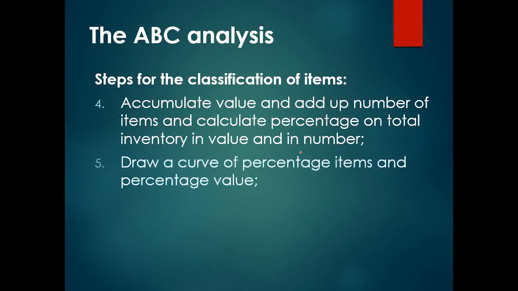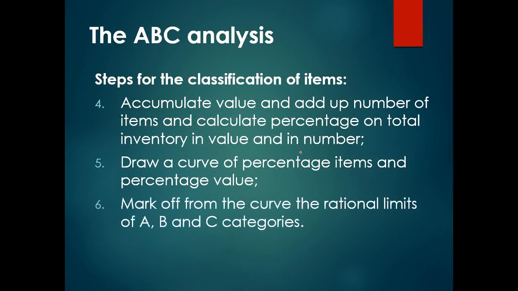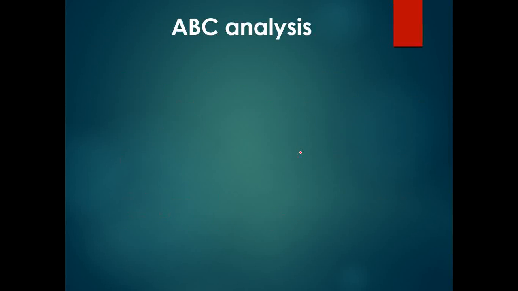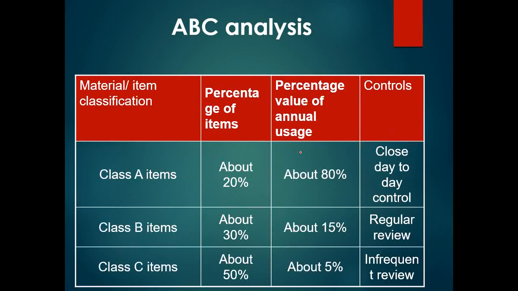And then draw a curve of percentage items and percentage value. Okay, mark off from the curve the rational limits of A, B and C categories. So these are the steps in ABC analysis. So if I make a table with material as the first column and categorize it as A, B, C, the first column will be percentage of items.